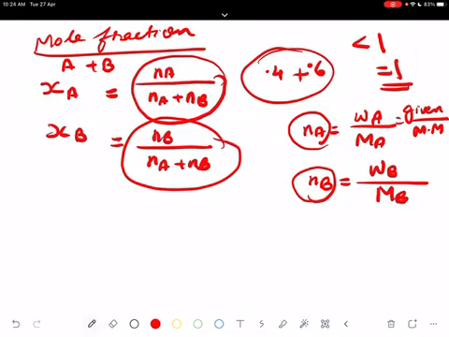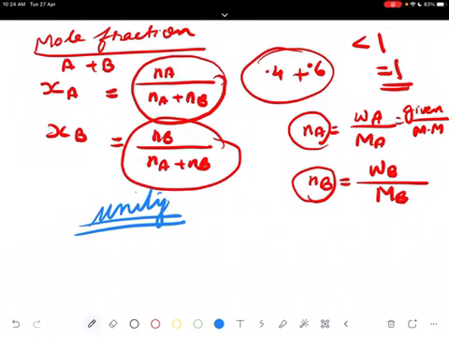This Xa will be a quantity less than 1 because it is a fraction. Xb is also a quantity less than 1. And when you add these two, you will be getting 1. So the mole fraction of all the components in a solution is unity.